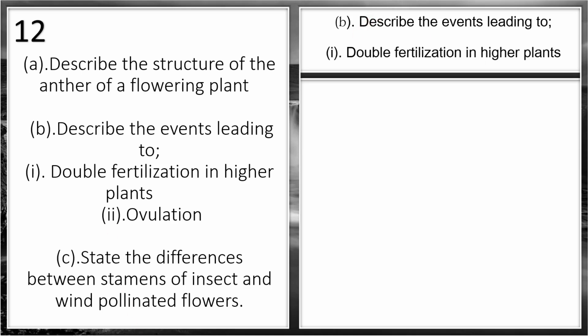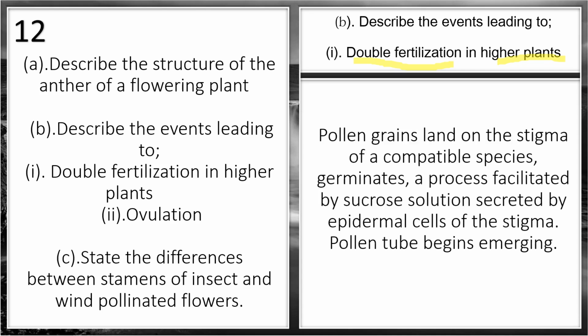Describe the events leading to double fertilization in higher plants. The pollen grains land on the stigma of a compatible species. The pollen grain will germinate, a process facilitated by sucrose solution, which is secreted by the epidermal cells of the stigma. Then the pollen tube begins to emerge.